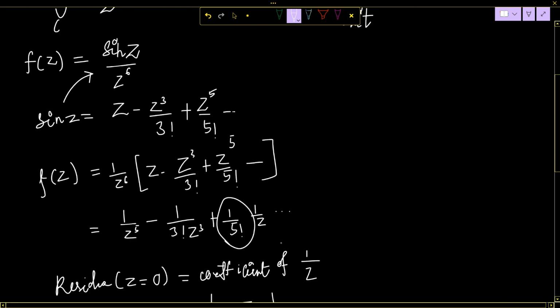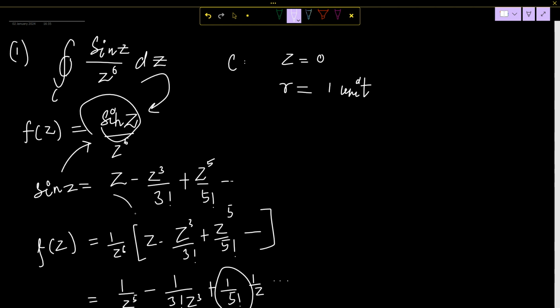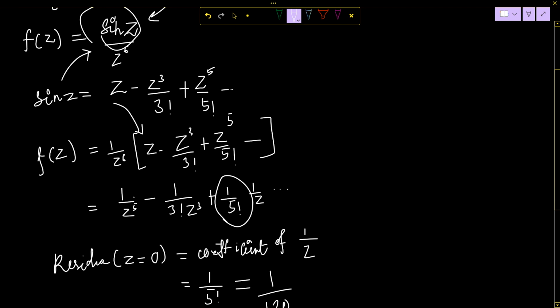So this is the question again: sine z by z to the power 6. This type of question, how will you do it? If there is a sine z or something, we have to expand it. Sine z is equal to z minus z cube divided by 3 factorial plus z to the fifth divided by 5 factorial. Now f of z will be 1 by z to the power 6 into, putting the value of sine z, z minus z cube by 3 factorial plus z fifth by 5 factorial and so on. Now I will simply multiply by z to the power 6 everywhere.